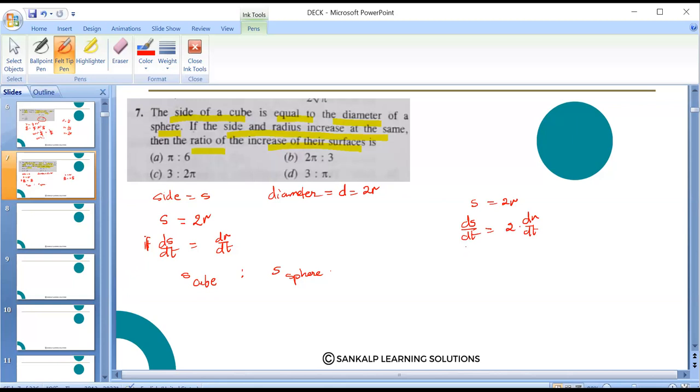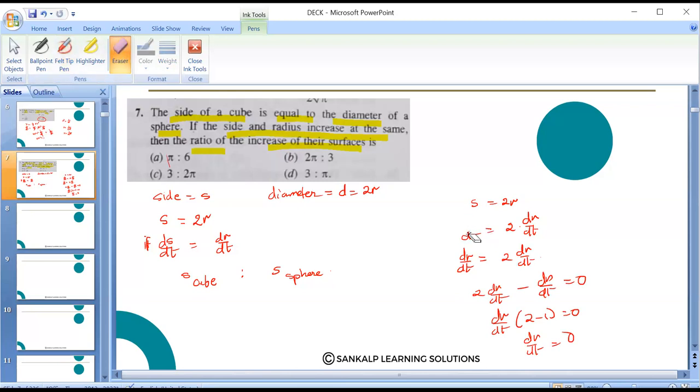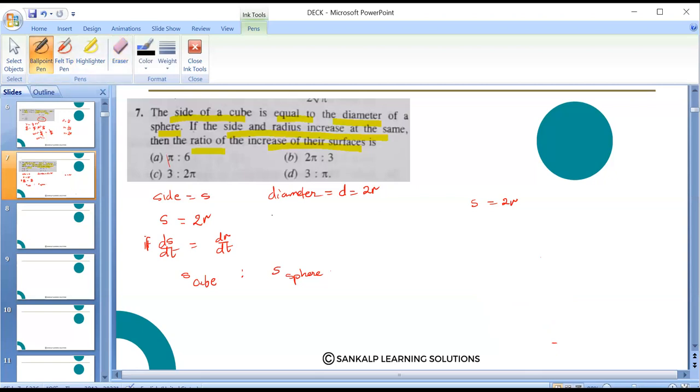But it is given that ds by dt is same as dr by dt, equal to 2 into dr by dt. So 2 into dr by dt minus dr by dt equal to 0. Taking dr by dt common, 2 minus 1. So dr by dt we got equal to 0. But how will this be possible? Dr by dt cannot be 0. So here we are not supposed to find the derivative like this. They gave that side is equal to 2r. And then we have to see something with surface areas ratio.